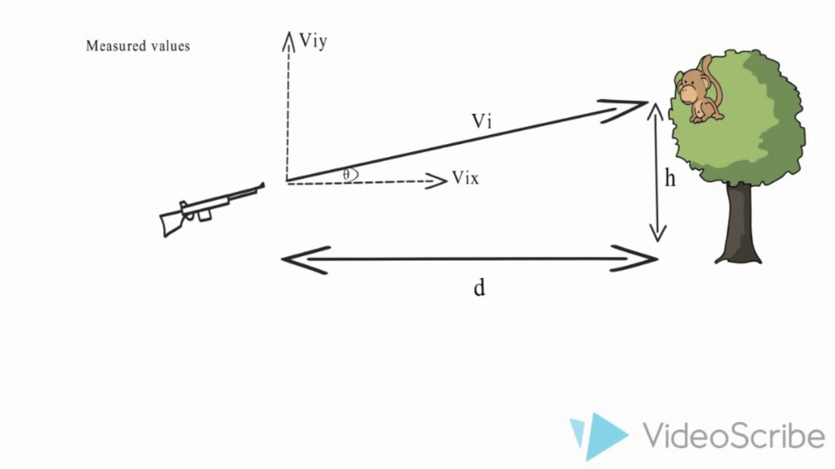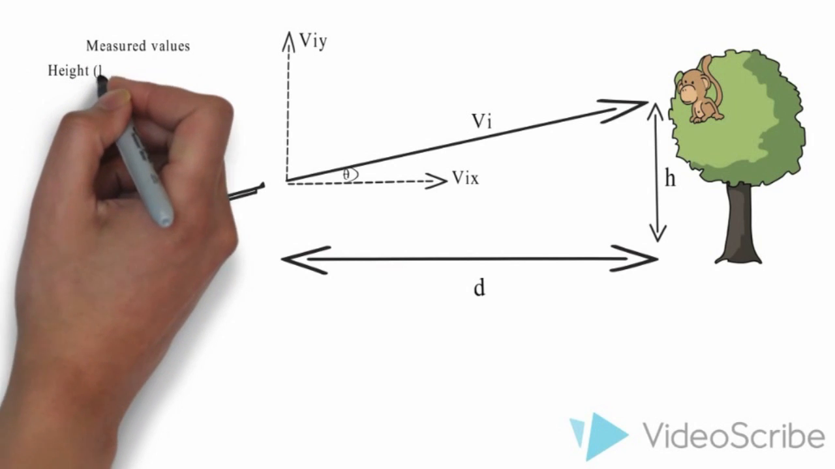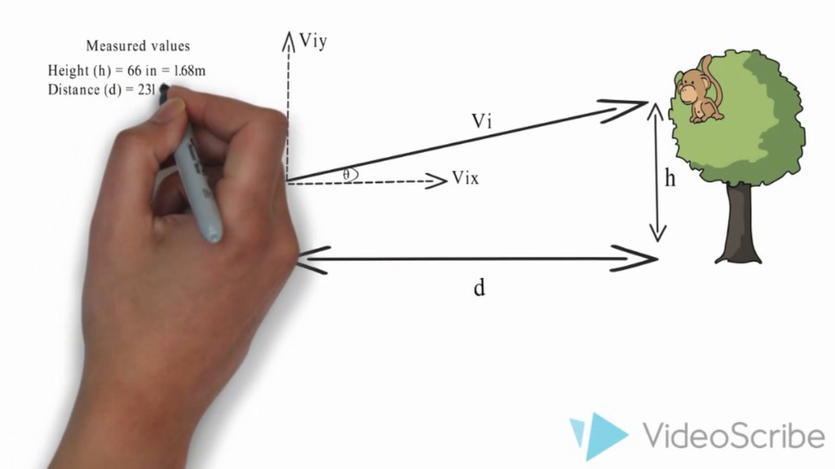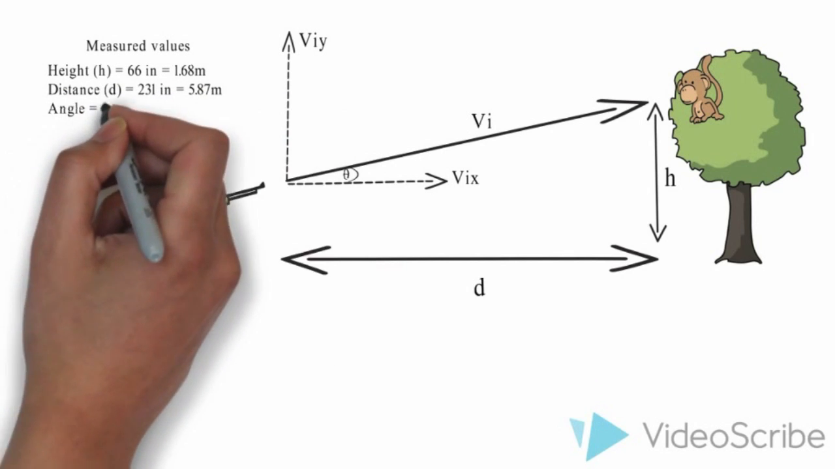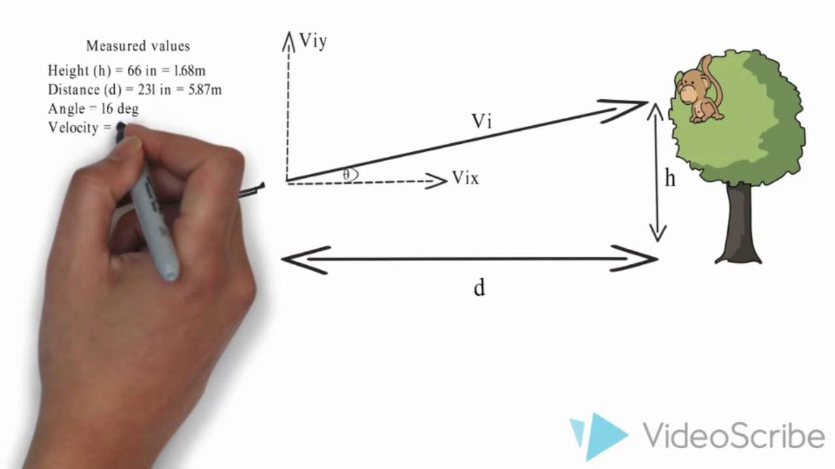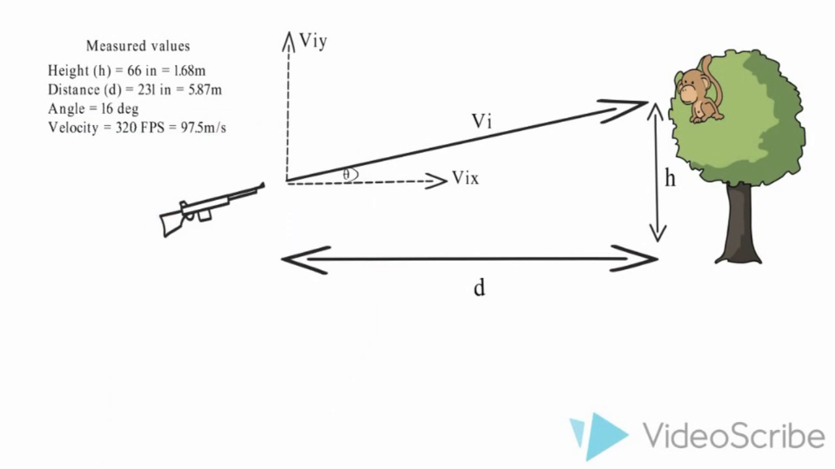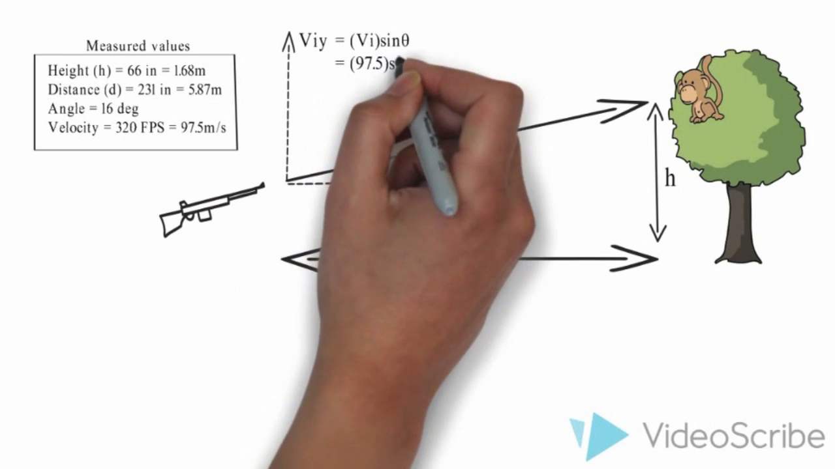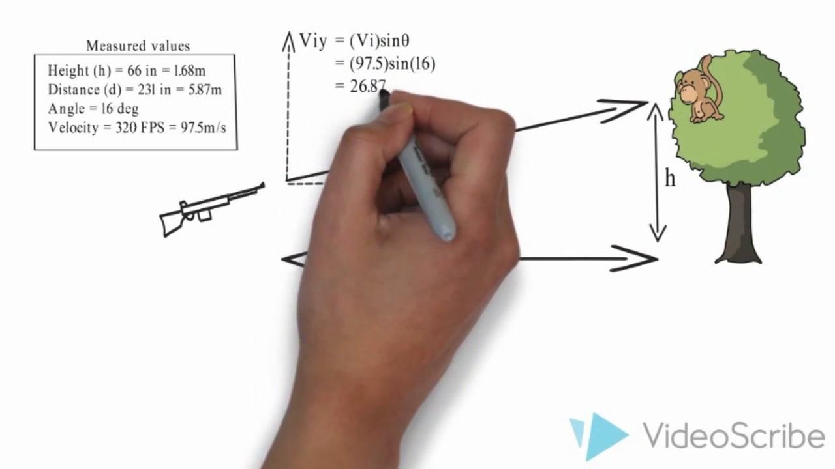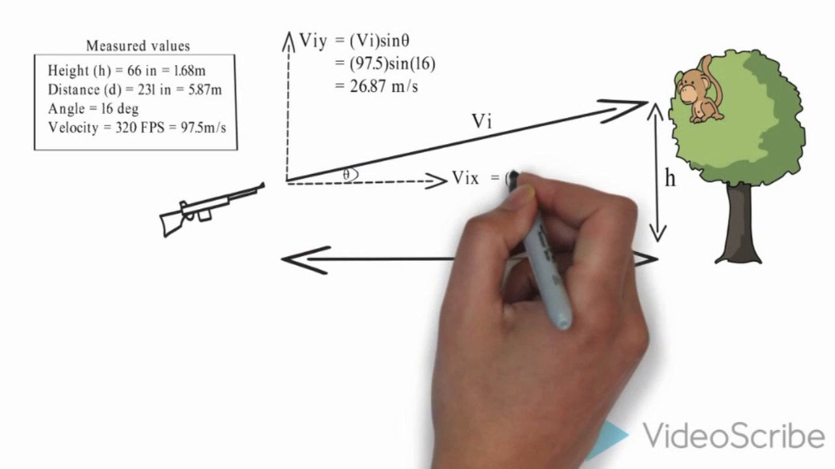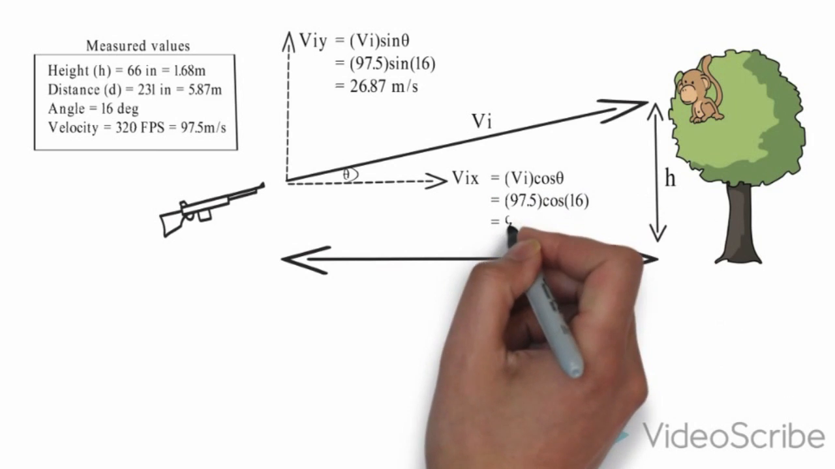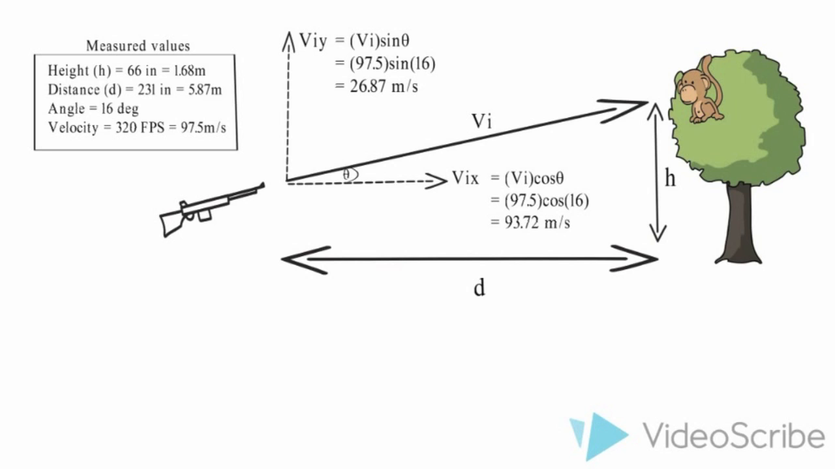Our measured values include the height at 66 inches or 1.68 meters, distance at 231 inches or 5.87 meters, angle at 16 degrees, and velocity at 320 feet per second or 97.5 meters per second. Now we can look at our velocity on y, which is vi sine theta, which is 97.5 sine 16, which gives us an answer of 26.87 meters per second. Now our vx is vi cos theta, which is 97.5 cos 16, which gives us 93.72 meters per second.